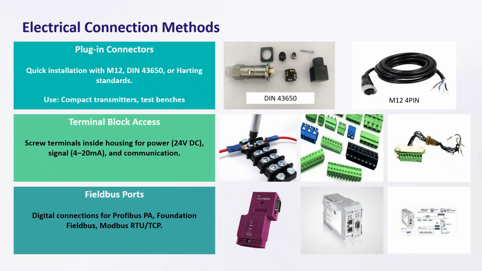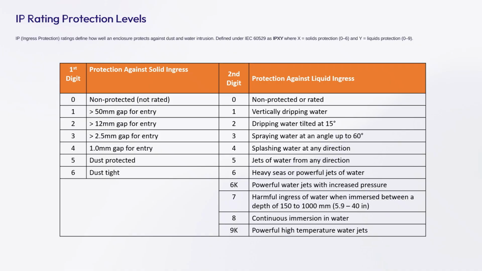Number 3, IP rating. IP equals ingress protection, defined under IEC 60529. It describes the level of protection the enclosure provides against intrusion from solids, dust, and liquids like water. Structure of IP code: IP X Y. X, protection against solids, 0 to 6. Y, protection against liquids, 0 to 9. IP rating table. Let's understand what IP codes actually mean.